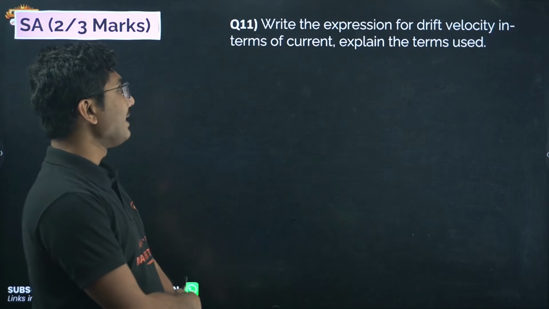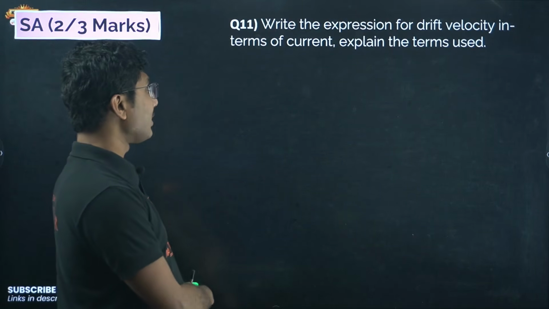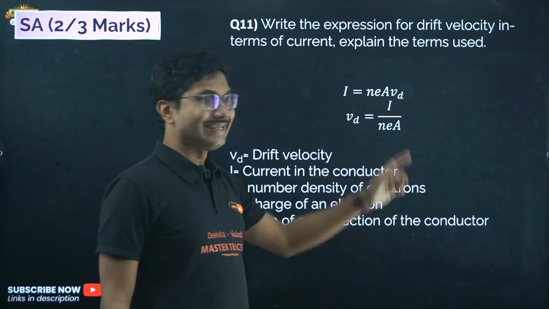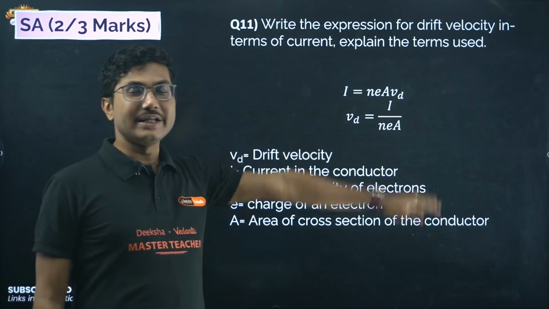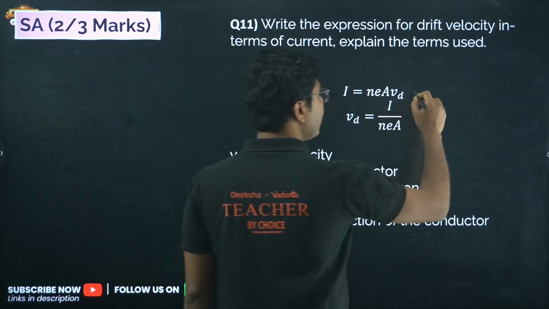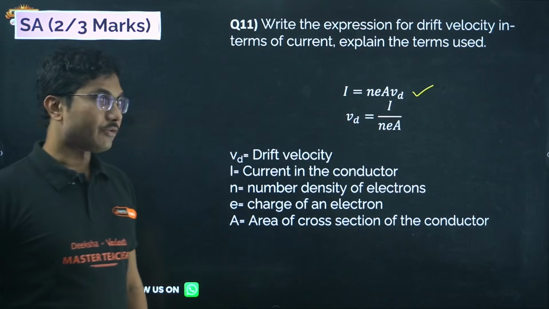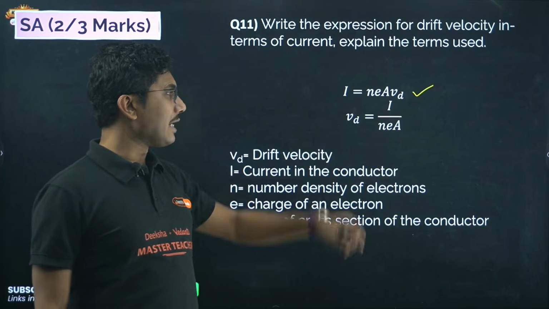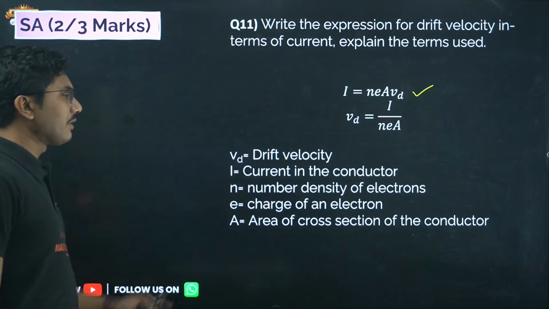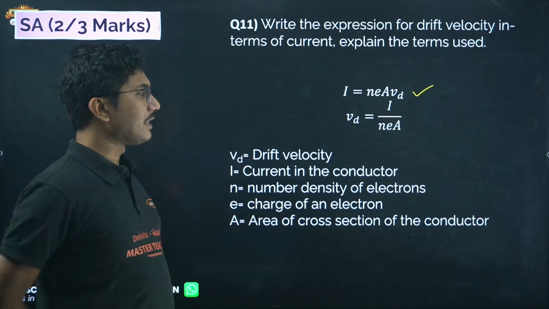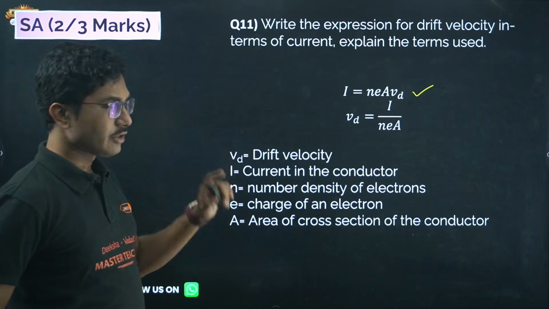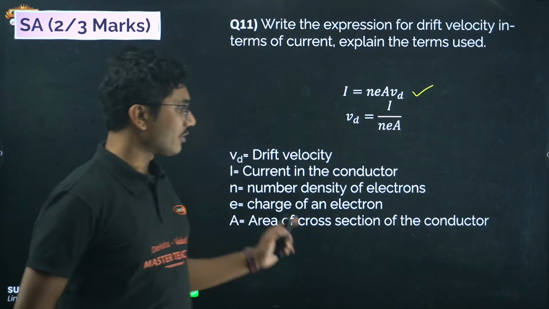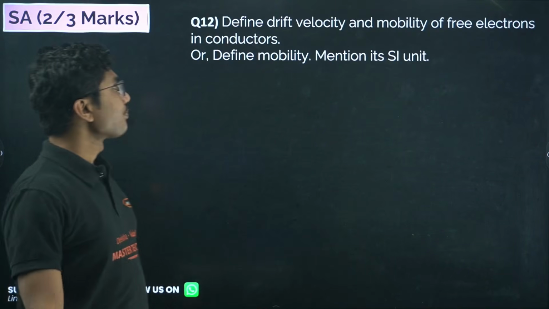Write the expression for drift velocity in terms of current. Explain the terms used. So drift velocity is given by I by neA. I equals neA vd. This is one of the equations I always tell my students to remember, one of the most fundamental equations. I equals neA vd, and vd equals I by neA. Here vd is the drift velocity, I is the current in the conductor, the number density of electrons is n, e is the charge of an electron, and A is the area of cross section of the conductor, right?